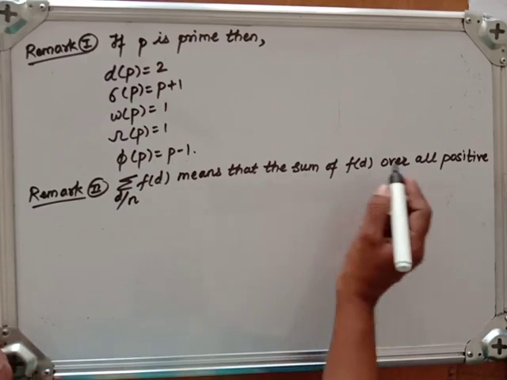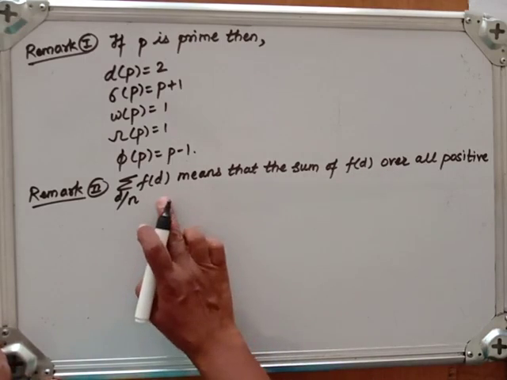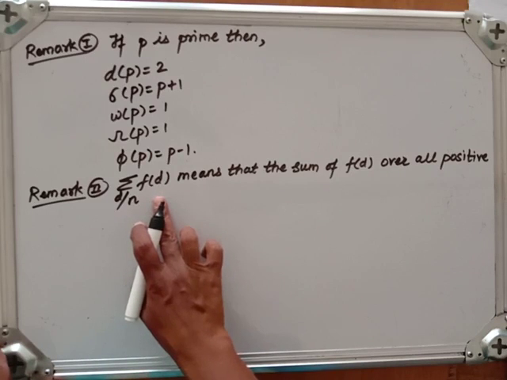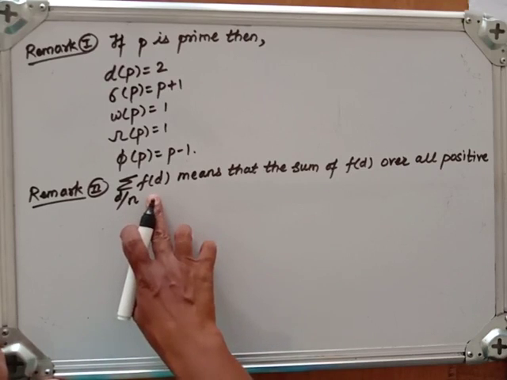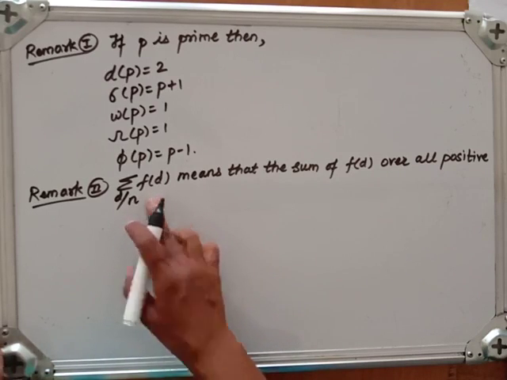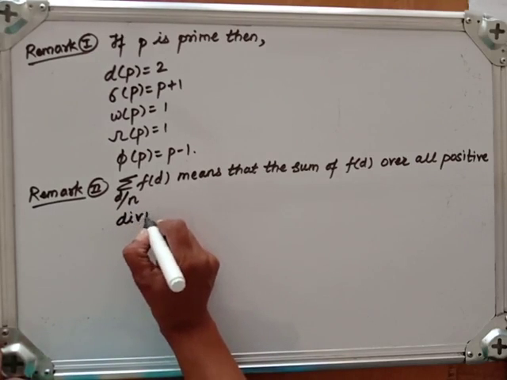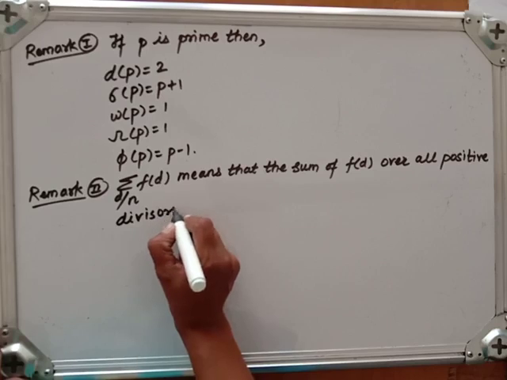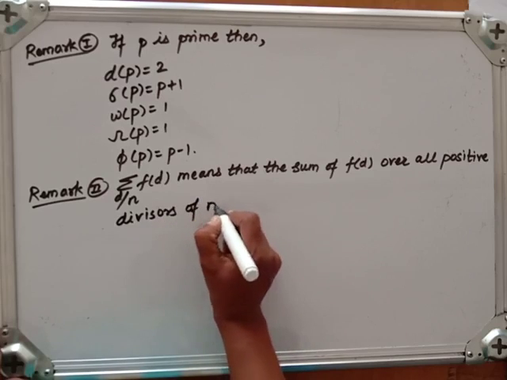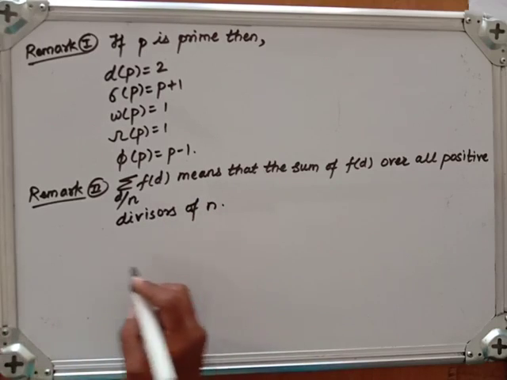So here we have to find divisors first. The function is given to us. We will find the value of the function there, and we will take the sum of those values of the function here, over positive divisors of n. Okay. Now remark 3.